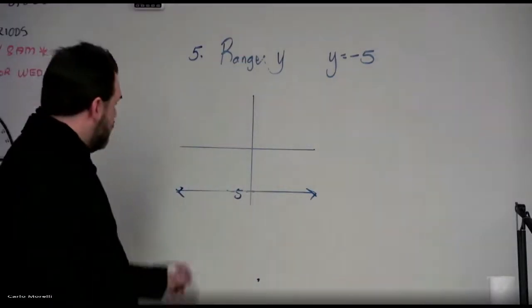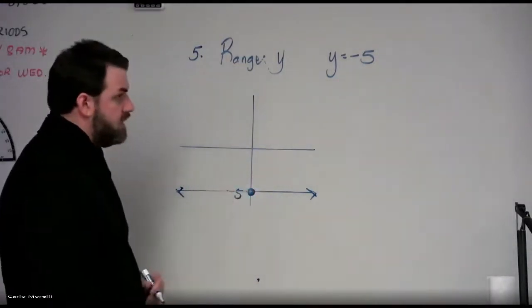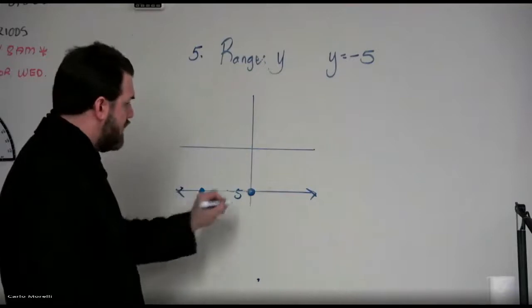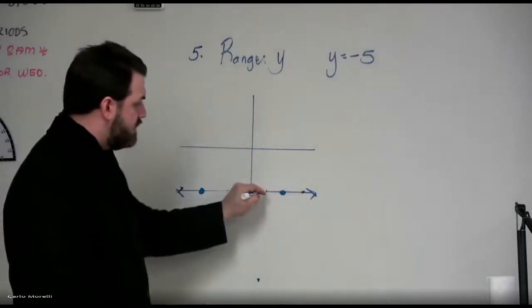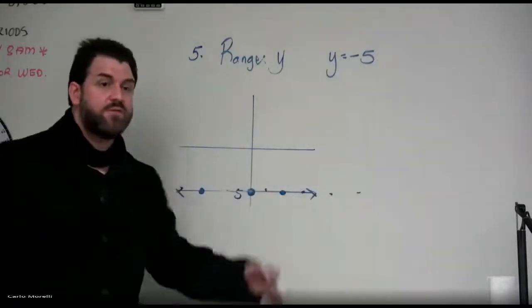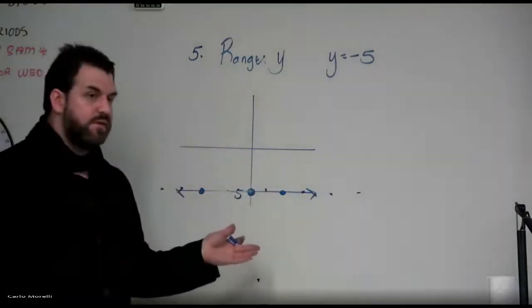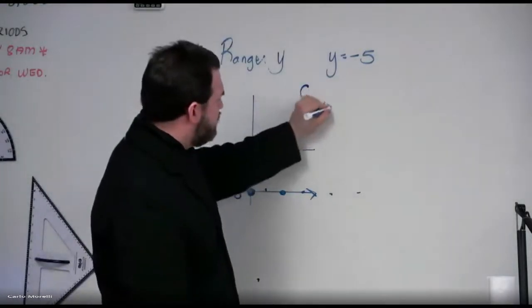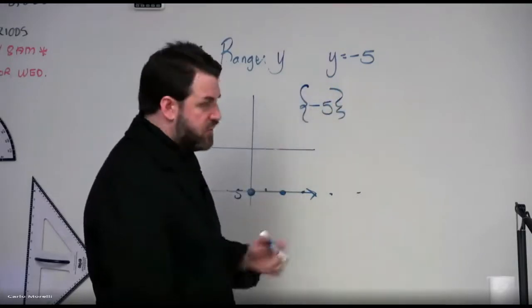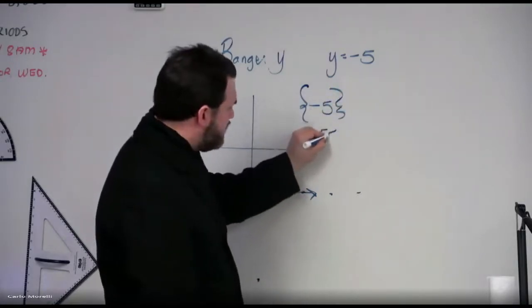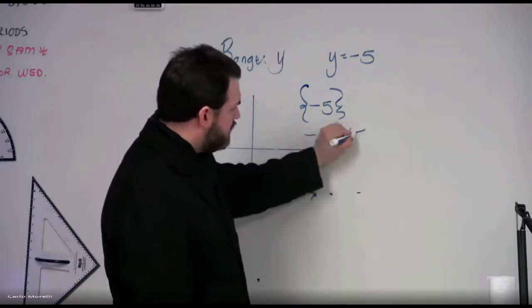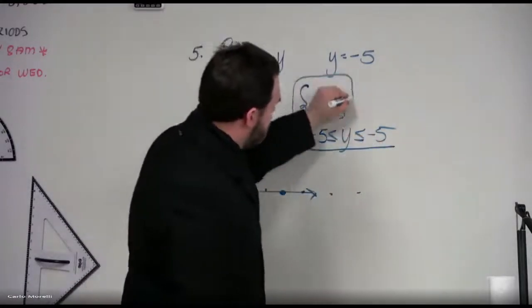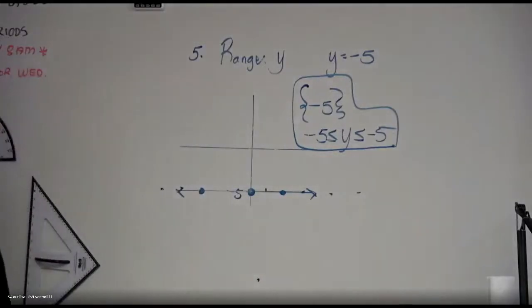So what is the y value here? How about here? How about here? How about here? Everywhere along that line, the y value is always the same, -5. Range is y. So the range is -5. Inequality notation is -5 less than or equal to y for range less than or equal to -5. Put it in a box, like Roddy Rich.